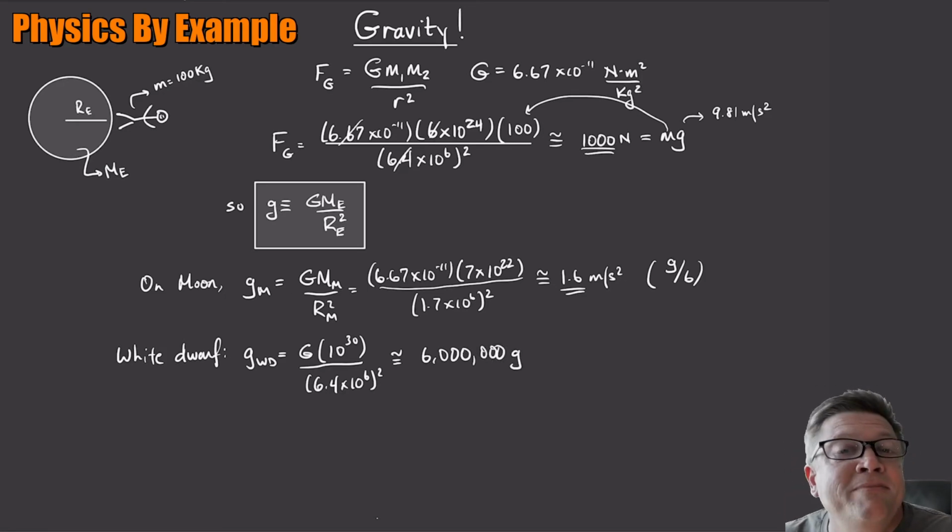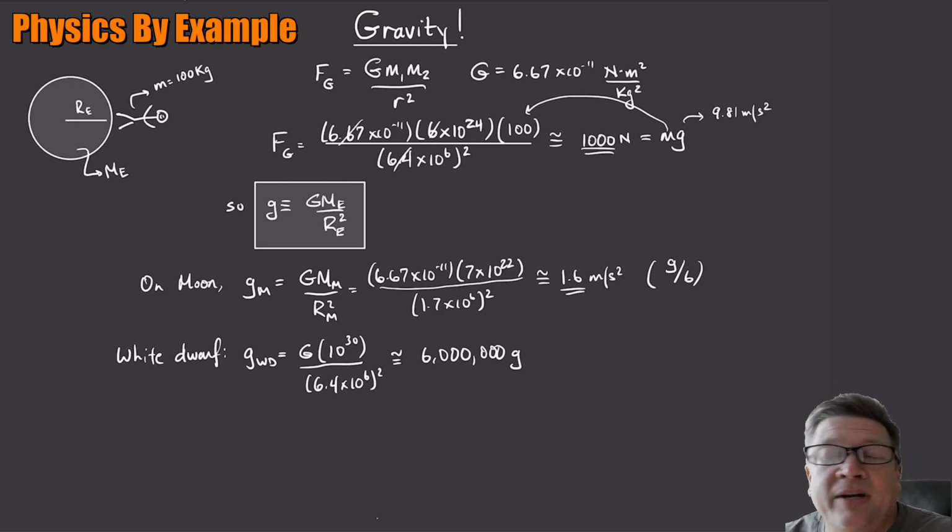You weigh 6 million times as much on the surface of a white dwarf. So could you stand on a white dwarf? I don't know. Can you support the weight of 6 million of you on your back? Probably not. That's like an office building, right? So it'd probably squash you flat. So that's just the gravity of some of these objects.